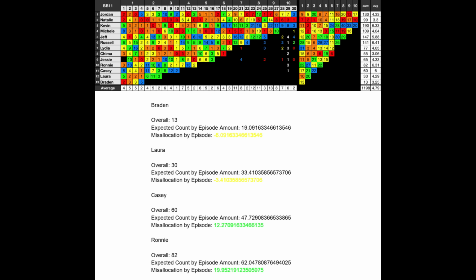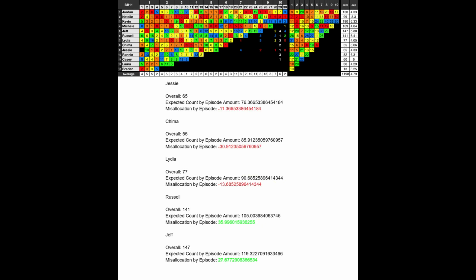So, moving on to the jurors, Jesse got 65 diary rooms, and his expected count by episode amount is 76.36, causing him to barely miss out on the perfect range, as he got a negative 11.36 misallocation amount. So, he is very slightly under edited when it comes to the distribution.